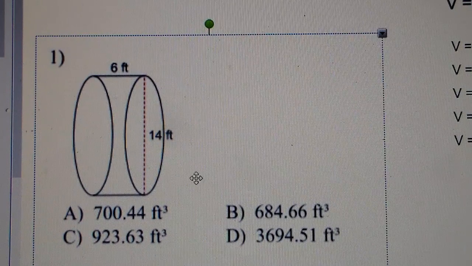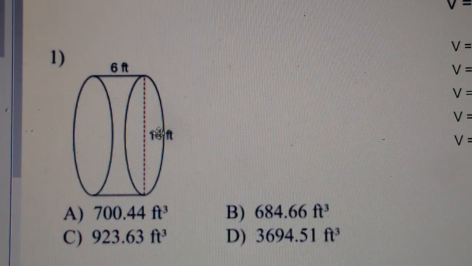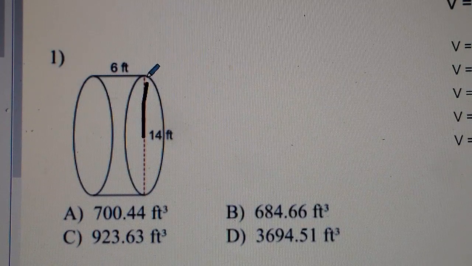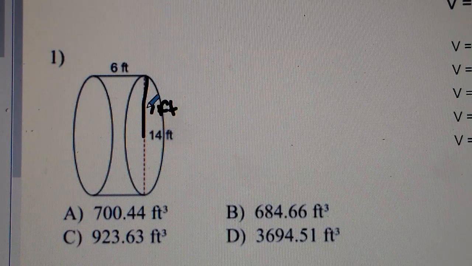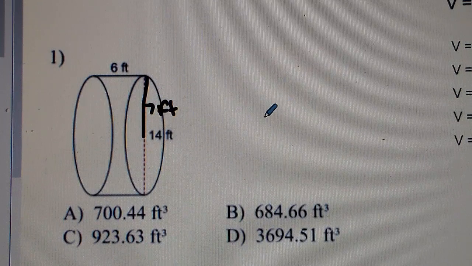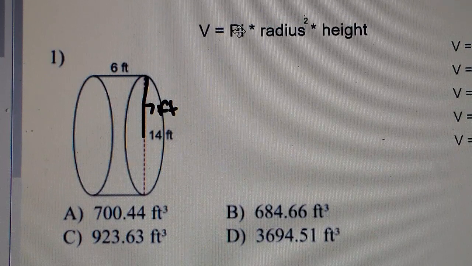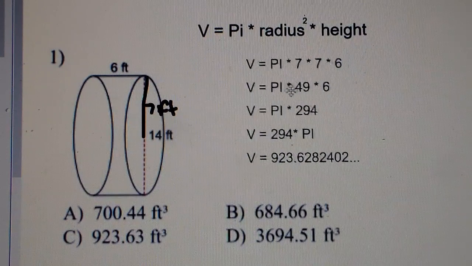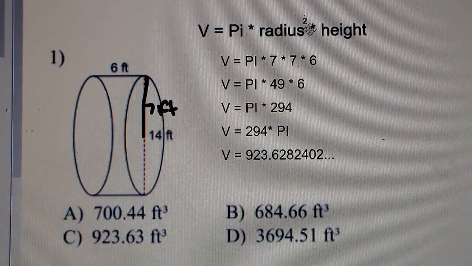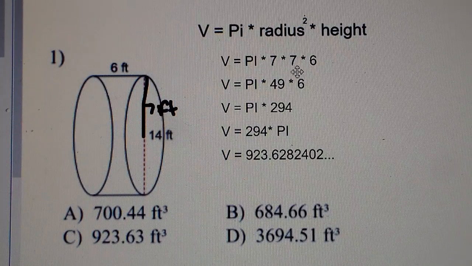So we have a cylinder. The diameter of the cylinder is 14 feet, so once again, we have to know the radius is 7 feet, because it's always half the diameter. And the height is 6 feet. So we plug it into the formula: pi times radius squared, so radius times radius. My radius is 7, so 7 times 7, then times the height, 6 feet.